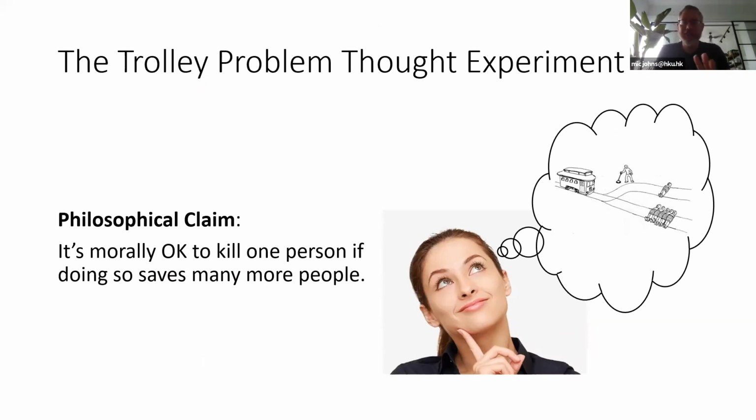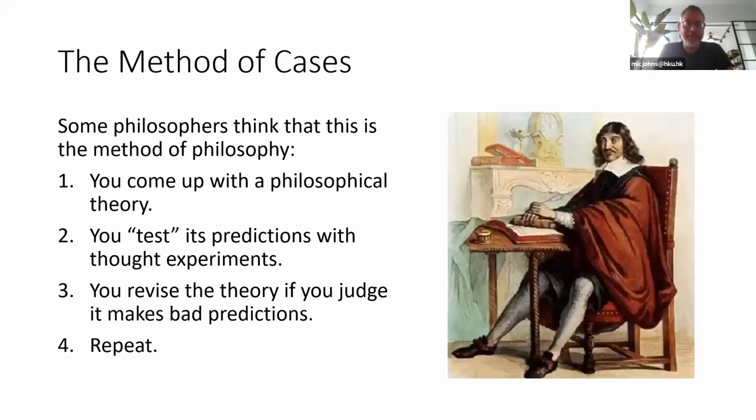All right. So that's just an introduction to what's a thought experiment, right? Some people have thought that this is how philosophy works. Right, so this is the method of philosophy. You come up with a philosophical theory, and how do you test whether that theory is true? Well, you test it with thought experiments, right? The theory makes predictions. It says, well, the theory says it's okay to kill one to save a greater number. And so you come up with an example and you say, well, what do people think about this case? So you test the predictions of the philosophical theory with the thought experiments.